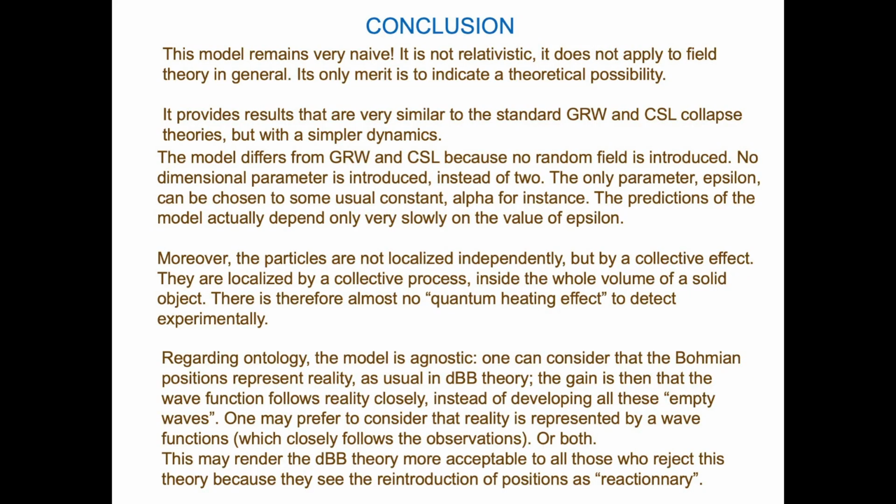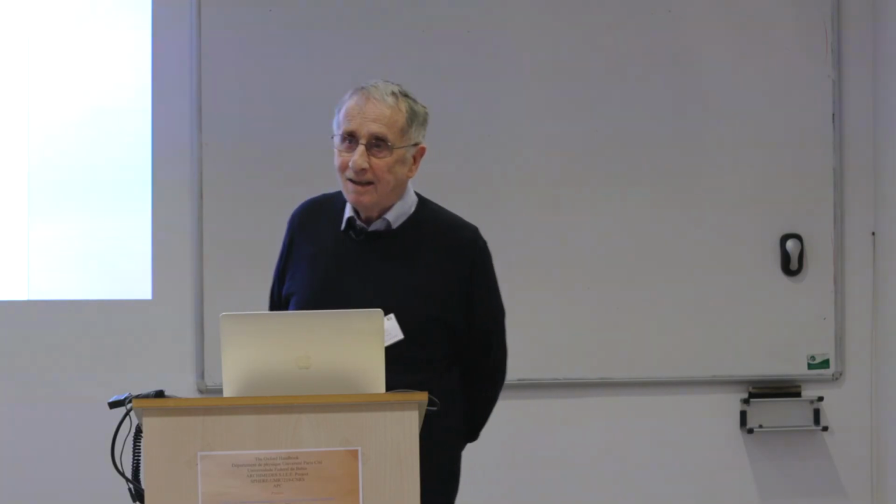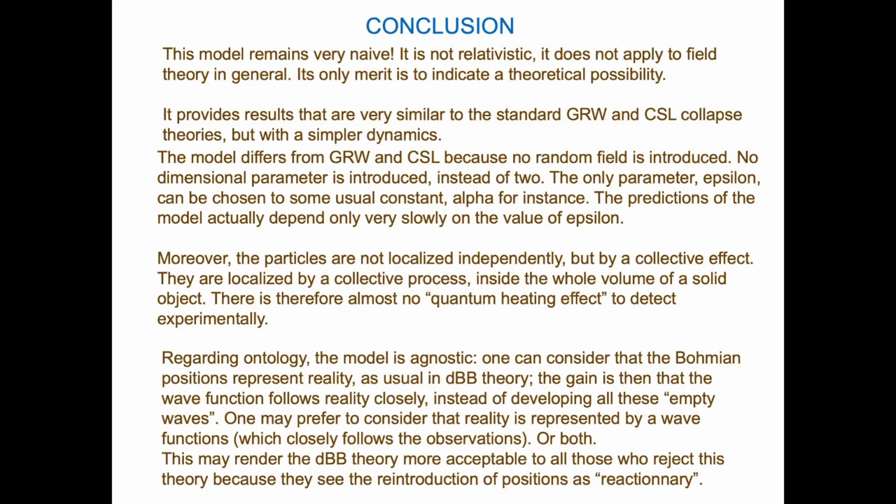Maybe most importantly, this model introduces no dimensional parameters. So it's different from the usual dynamical collapse theories. And there is one parameter, epsilon. If you like, you can take it equal to the fine structure constant, and then everything works perfectly well. But of course, this is arbitrary.